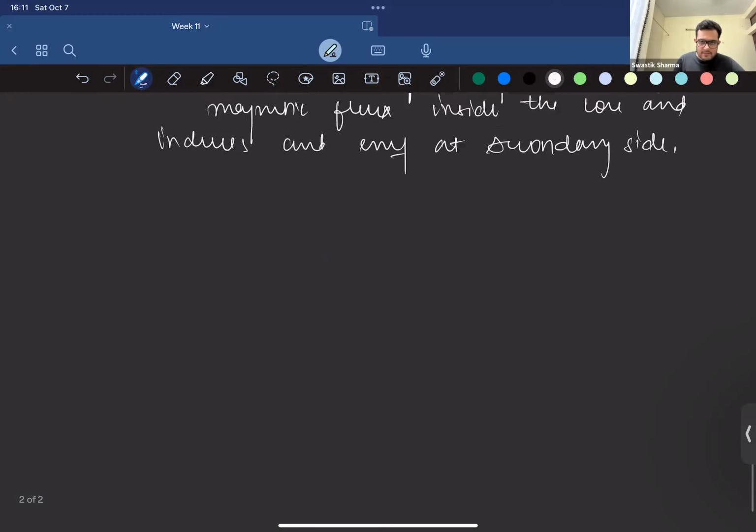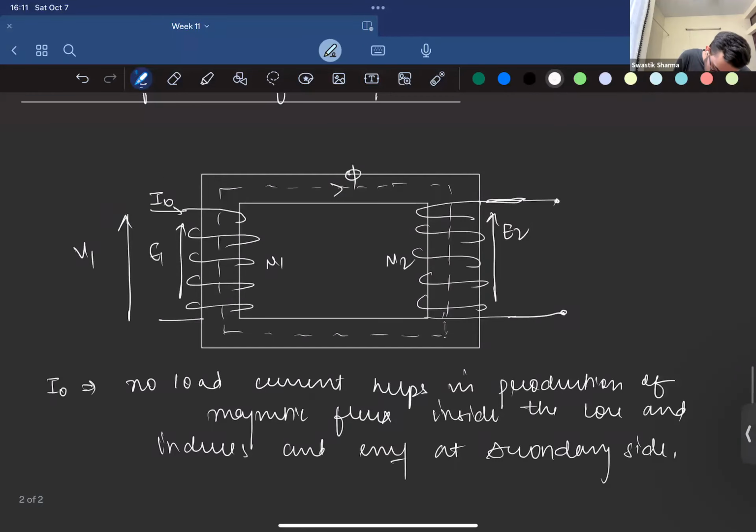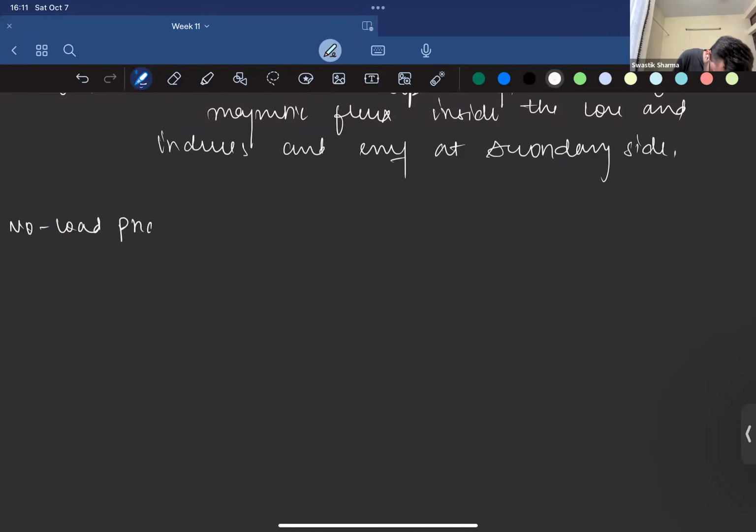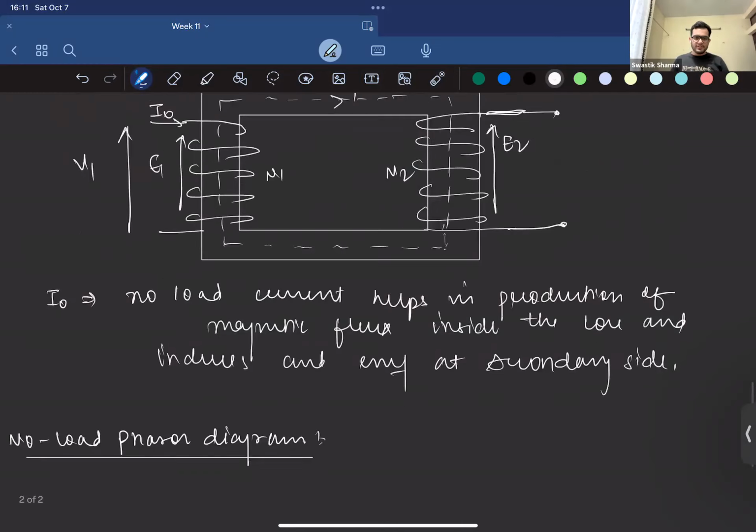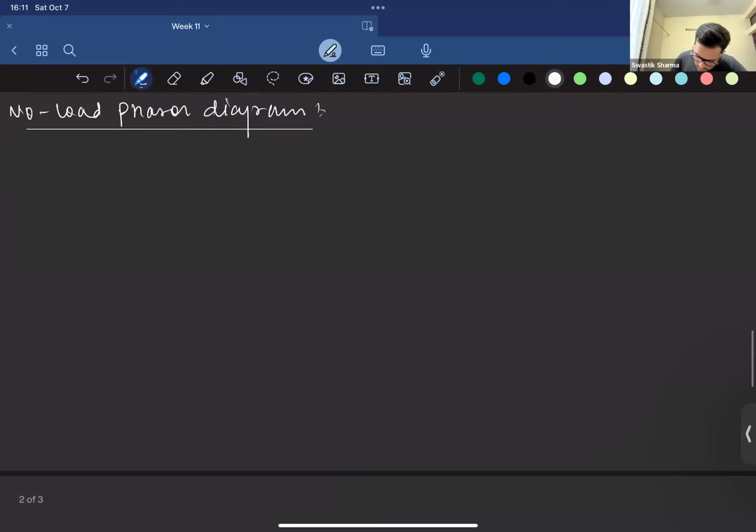Now let's try and draw a phasor diagram. No load. Since flux is same for both, we generally take it as a reference. It's a very good assumption to do this. So we have a flux phi, right? Now, what is happening? So we have an application of V1, right? So V1 is applied and then flux phi is produced, right?